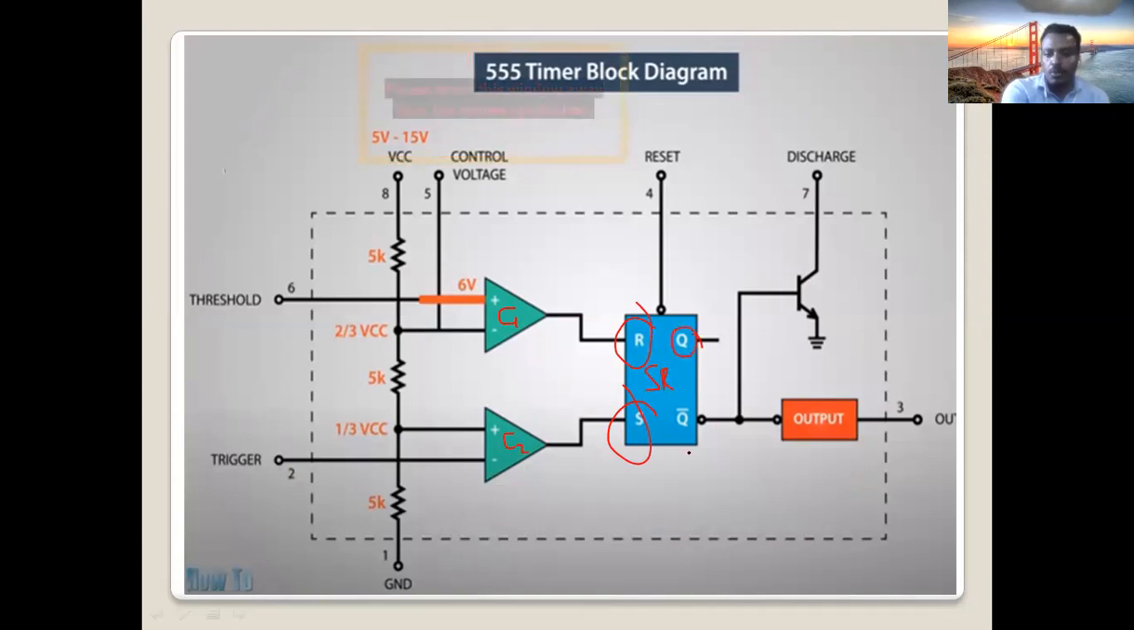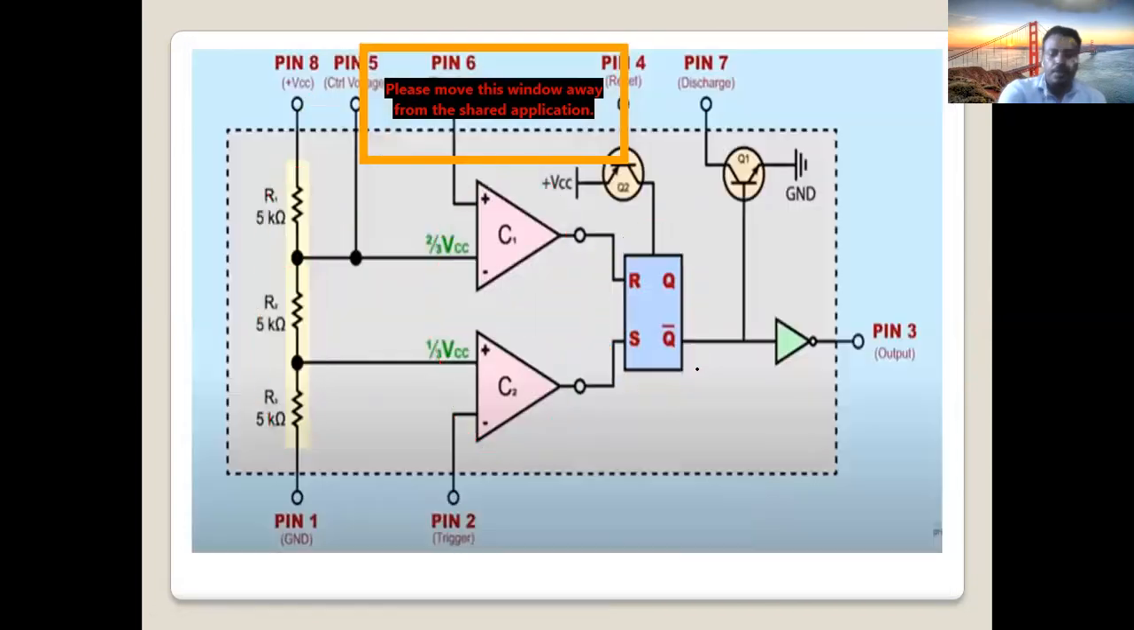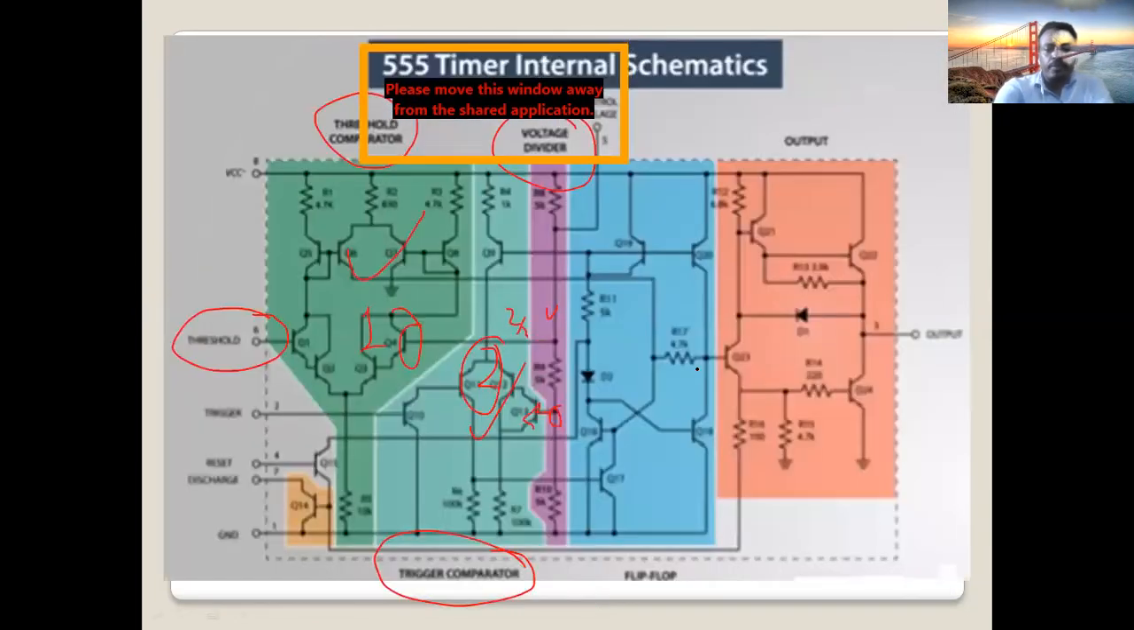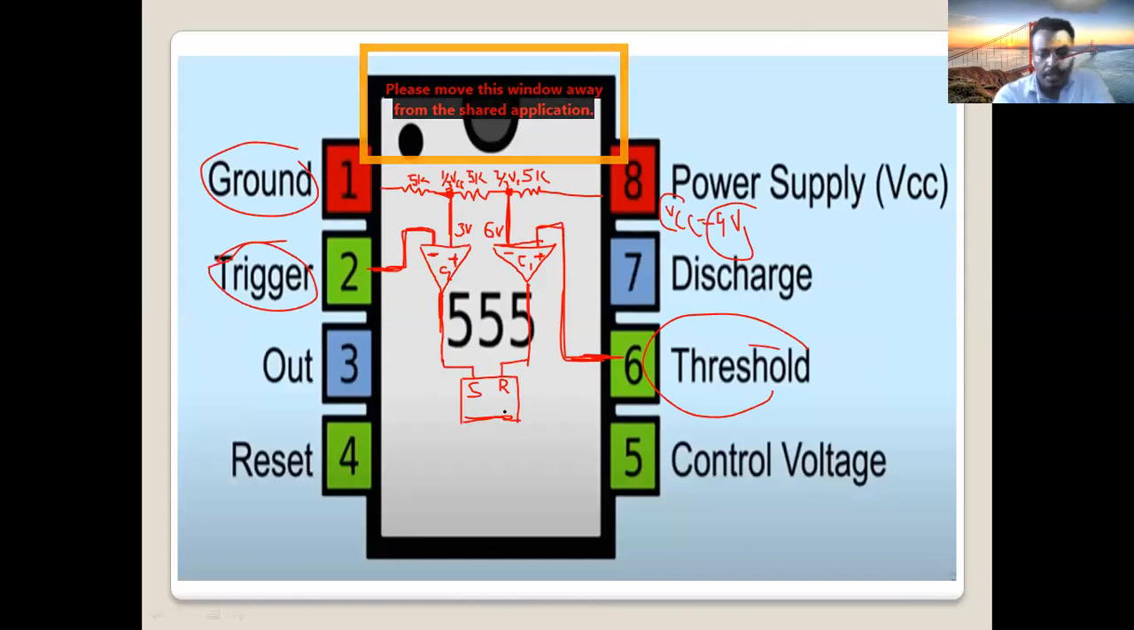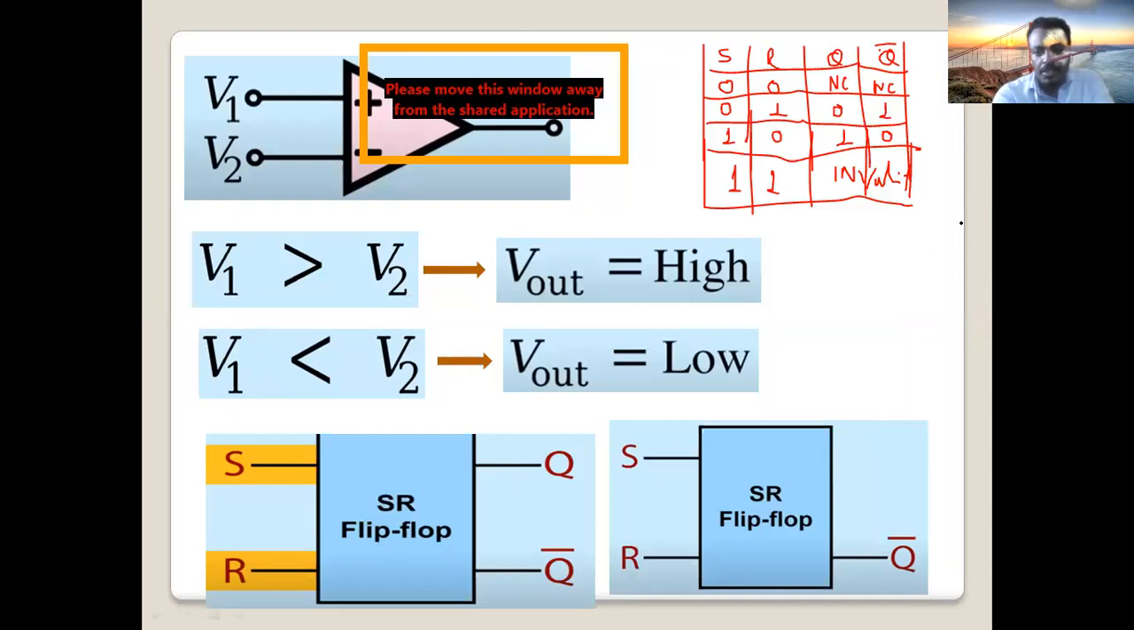It has how many outputs? 2, Q and Q bar. But we are not using Q, we are using only Q bar. As you can see here, Q is not connected to anything, it's not used. Here you see the SR flip-flop. It has two outputs, Q bar and Q. So we are using only which one? Q bar. It depends on R and S, from this truth table. Q bar depends on S and R.